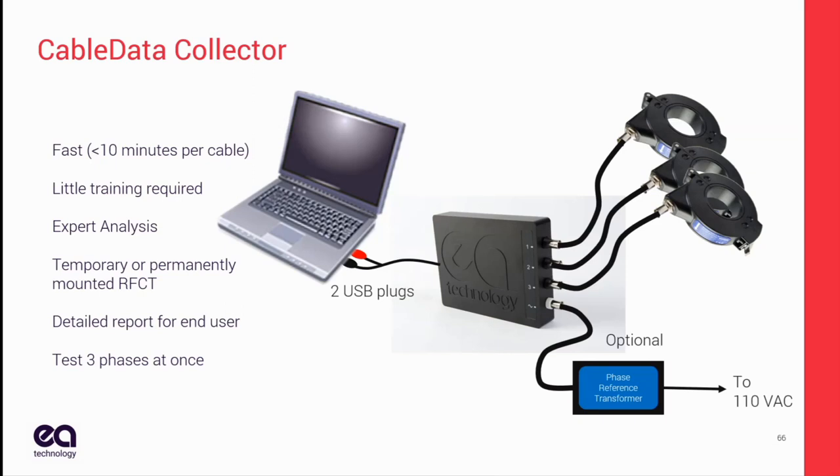It takes about 10 minutes to run the test. It automatically collects the data. It applies different thresholds, different filters, collects all this data, and then it's there for whoever's doing the analysis. If you permanently install your RFCTs, you can just plug them into this box and run a 3-phase test at once.